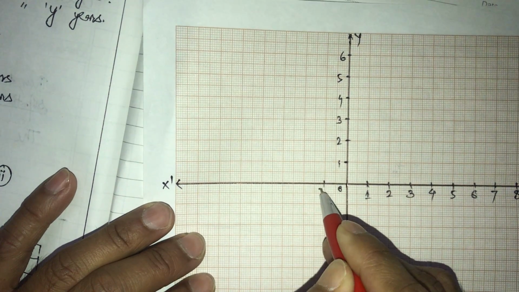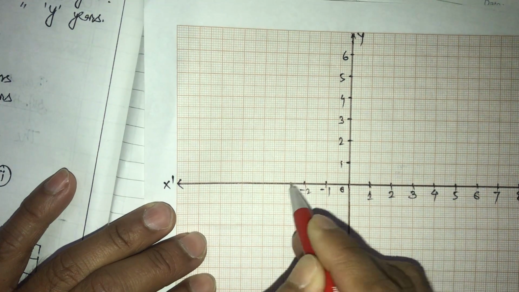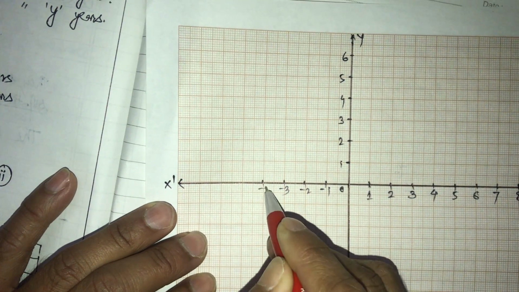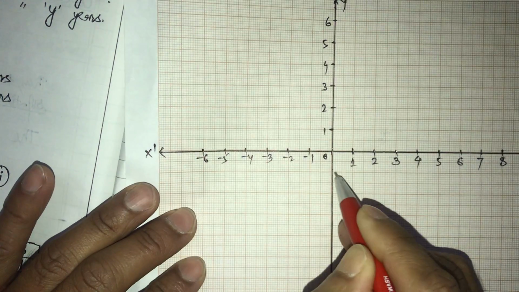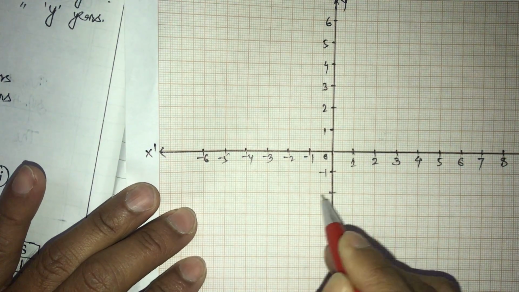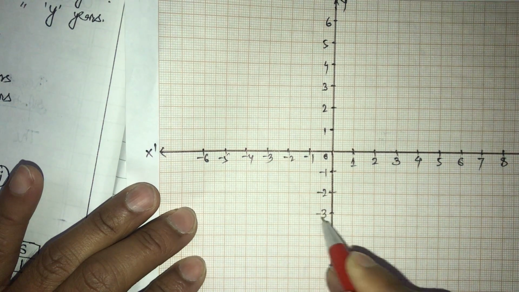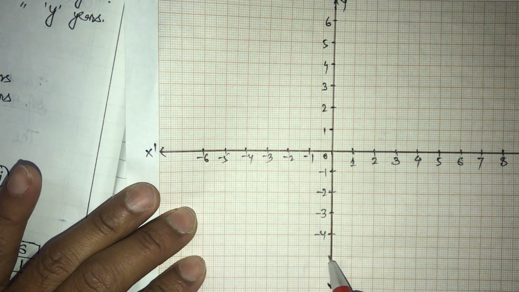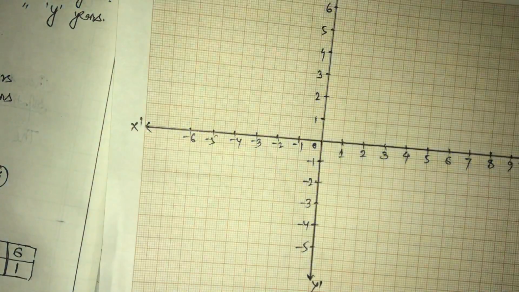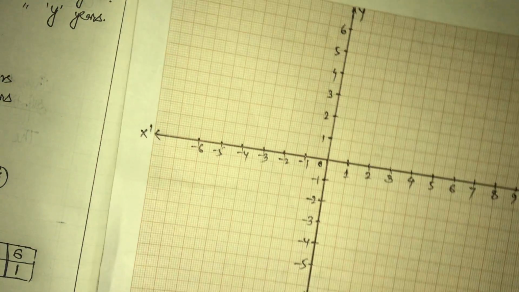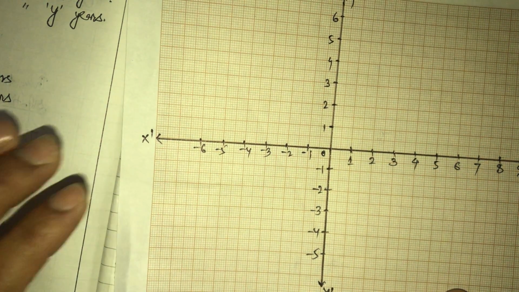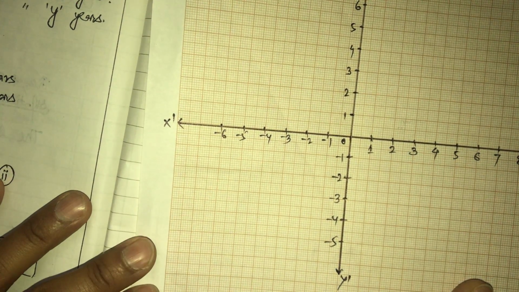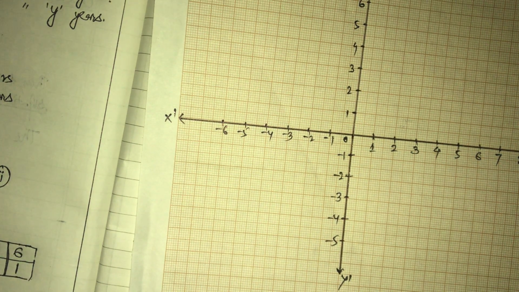Same thing, the left side is negative: -1, -2, -3, -4, -5, -6. Okay, so the axes are prepared. Done.